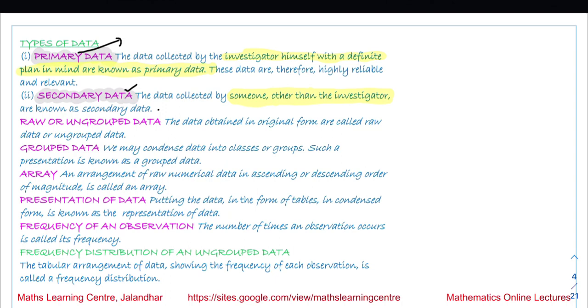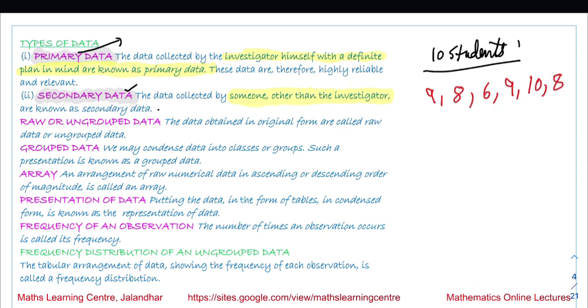Next is raw or ungrouped data. Data obtained in original form are called the raw or ungrouped data. Suppose we have 10 students in the class and we have collected their marks in a mathematics test. Suppose their marks out of 10 are 9, 8, 6, 9, 10, 8, like this. There are 10 students in the class and their marks are like this. We have collected this data in this form. So this is raw data.